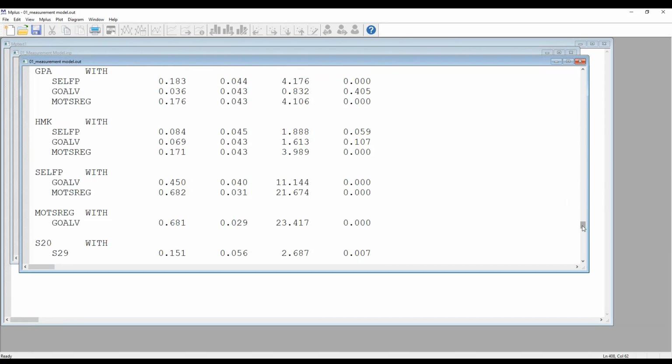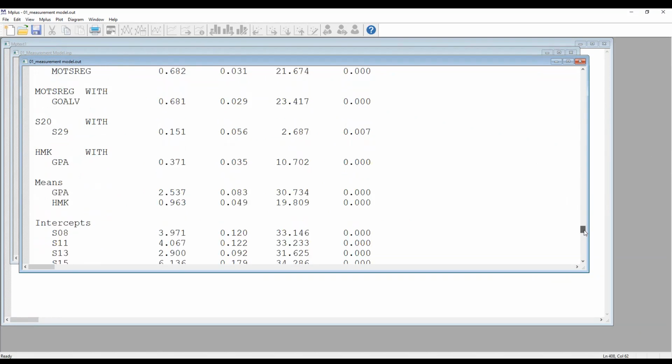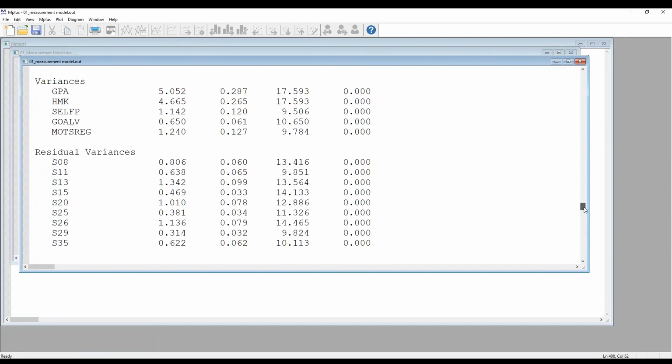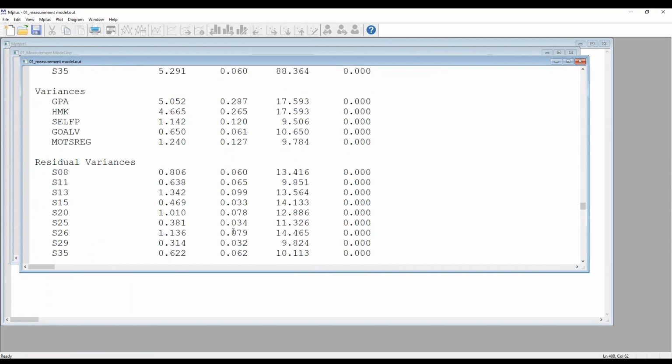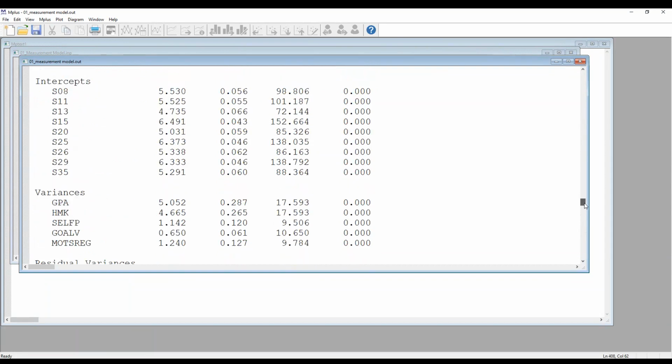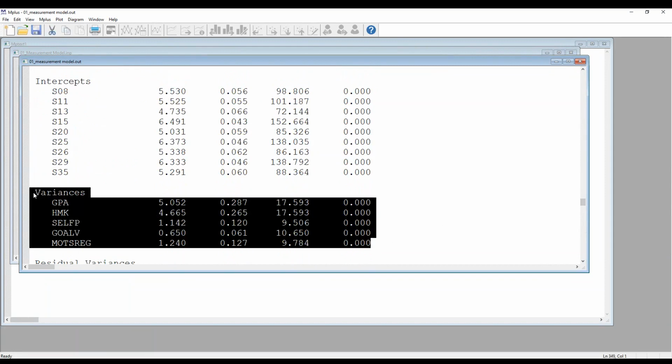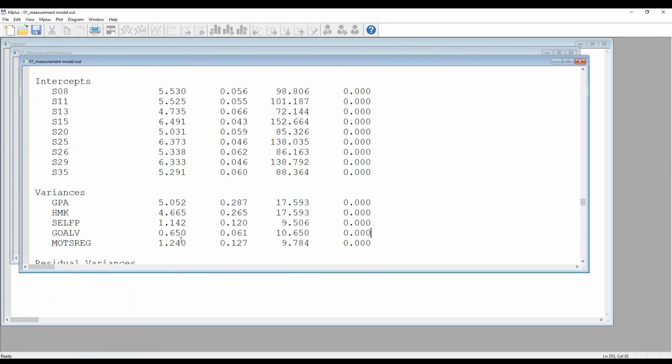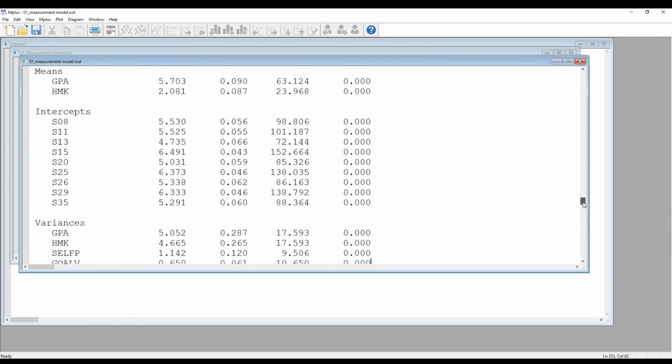I would definitely want to look at the unstandardized to make sure I don't have any problems with Heywood cases. So my residual variances are all statistically significant. That's good. The variances of my latent variables, again, I want to look at from the unstandardized solution. They all look good. You can see the variance of goal valuation is lower than the variance of self-perceptions or motivation self-regulation, but they all still look good.